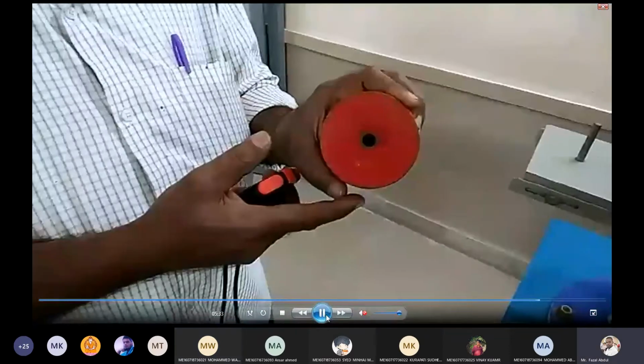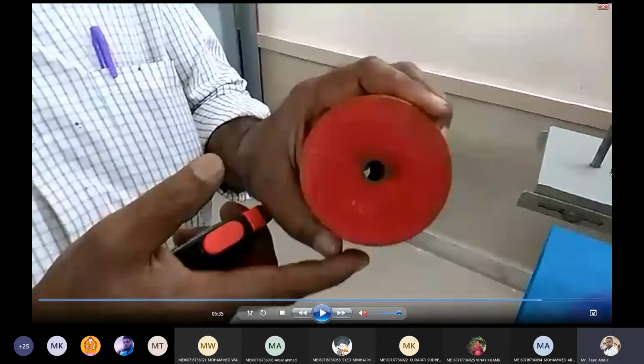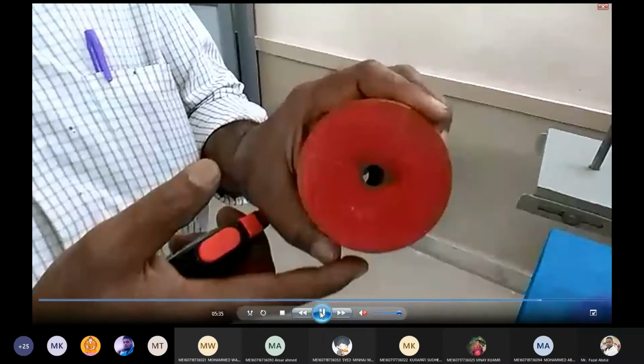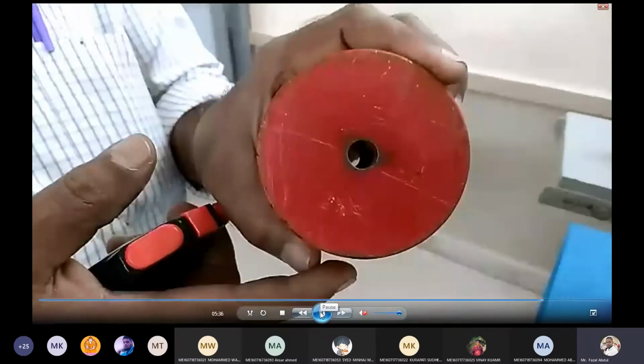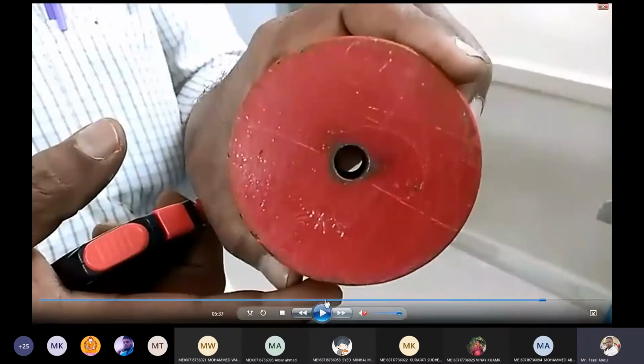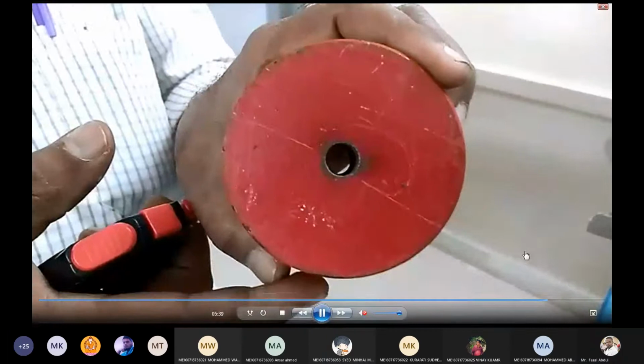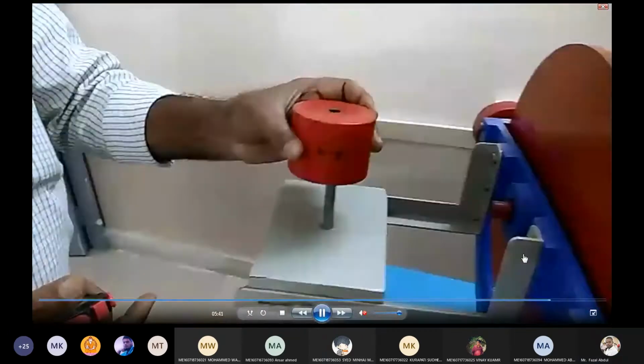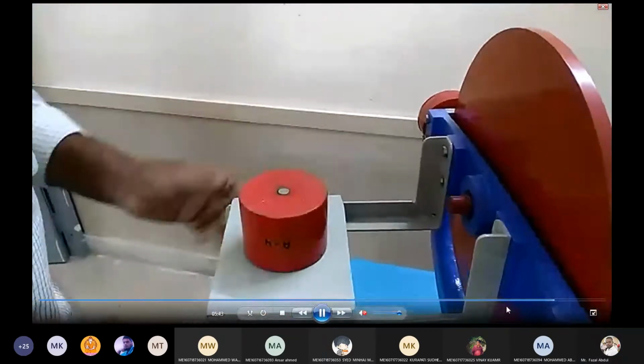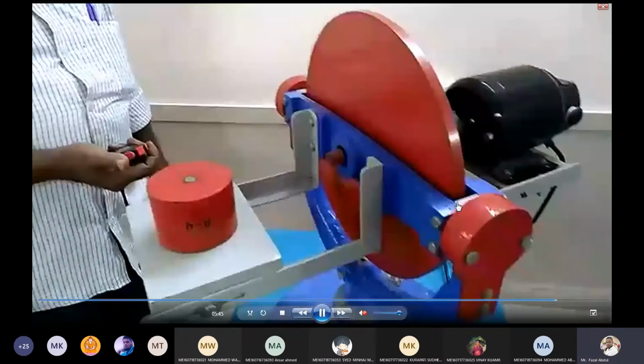And now, third time, remove the previous 1.5 kg load. Wait for a few minutes for the total setup to stabilize and balance. Then now apply the 2 kg load. This is a 2 kg load. Now apply the 2 kg load. Now it starts rotating.